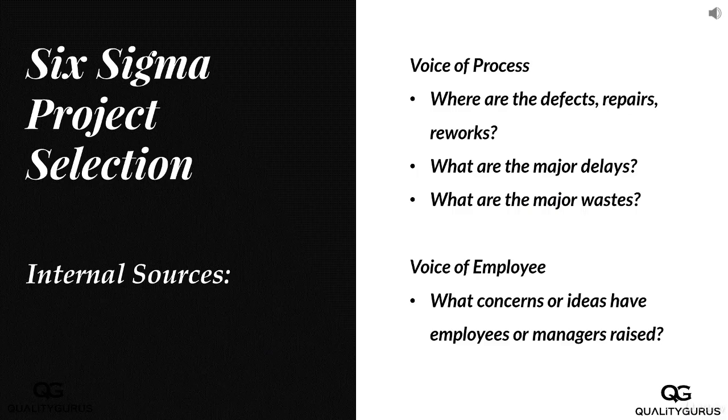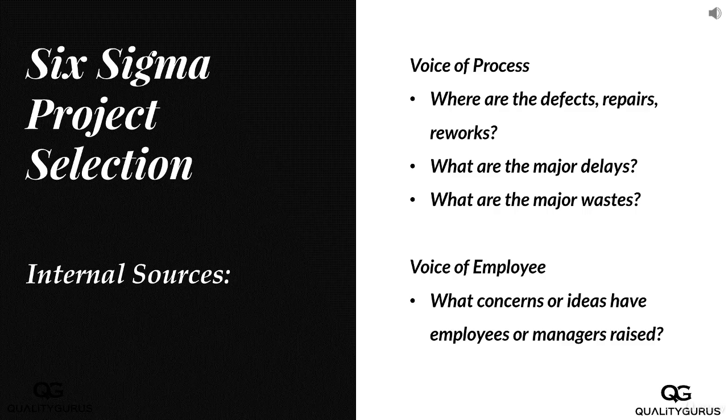One of those is the voice of the process. Voice of the process will be shown in terms of defects and repairs. So if your process is not doing well, there will be a higher repair rate, more defects, more rework. That can give you some idea: let's do a project on reducing the defect rate. In addition to that, you can look at major delays, major wastes. All these things can give you a good idea about the improvements you can make to your processes. So that was about the voice of the process.